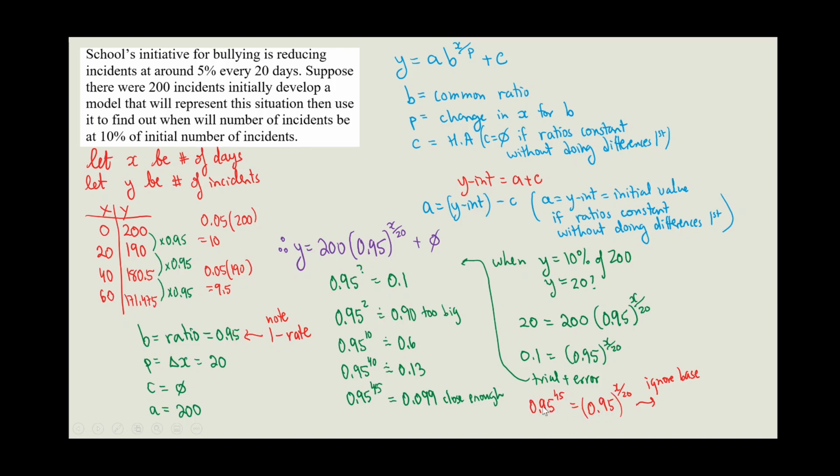So if the bases now match, we can ignore the base and say this exponent 45 is equal to x over 20. And this is easily solved for x by multiplying both sides by 20 to get 900. And so then you can do your therefore statement. In 900 days, the incidence will be 10% of the initial number being reported.